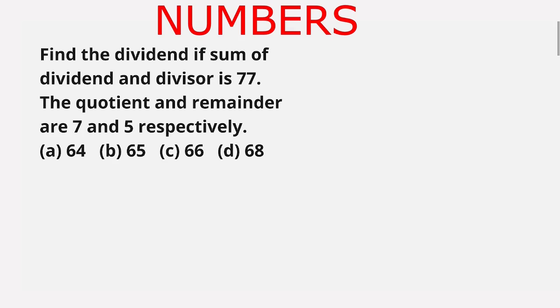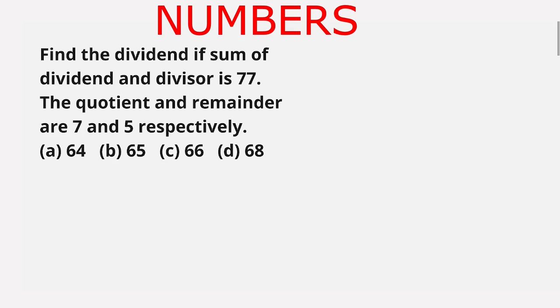Similarly, option B, 65: we subtract the remainder 5 from 65, we get 60, and 60 is not divisible by 7, which is the quotient. Option C, 66: when we subtract 5 from 66, we get 61, and 61 is also not divisible by 7. And option D is the only option left, so that must be our answer. If we subtract 5 from 68, we get 63, and 63 is divisible by 7, which is the quotient. Therefore, our answer must be option D.